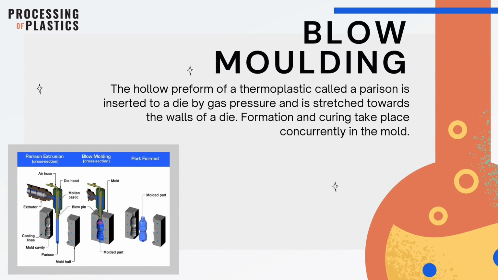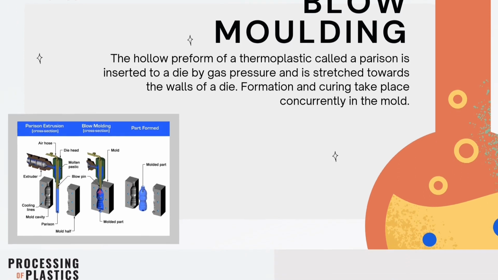Blow molding. The hollow form of a thermoplastic, called a parison, is inserted into a die by gas pressure and is stretched towards the walls of the die. Formation and curing take place concurrently in the mold. This method is used to manufacture plastic bottles, cans, vehicle fuel tanks, and other hollow forms. These plastic products are commonly produced by the blow molding process. A variety of raw materials are used during the blow molding process depending on the container application and expected performance.